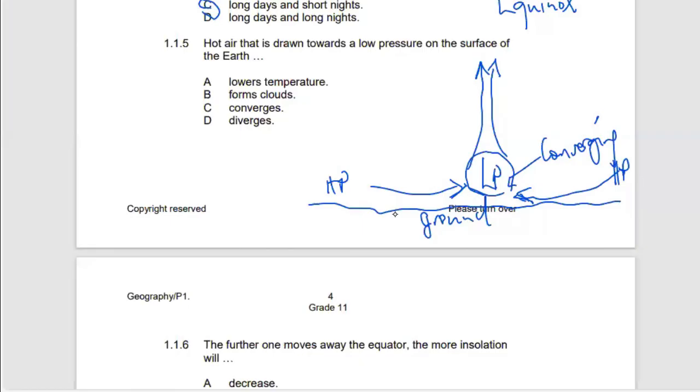Convergence meaning to say the two air masses are coming together. They are meeting in the low pressure cell. So what happens there is convergence. Then what is going to happen in the upper atmosphere is going to be divergence. So it's convergence here, then divergence in the upper atmosphere. So it's convergence for this one, which is our response number C. Right, let's move on to the next question.